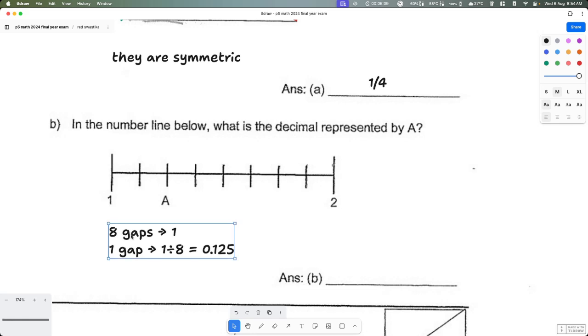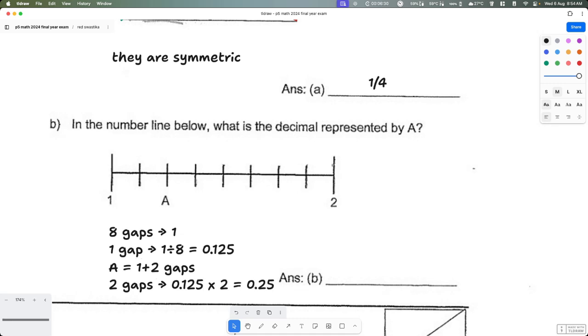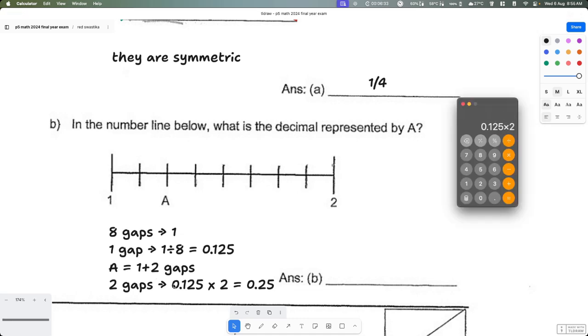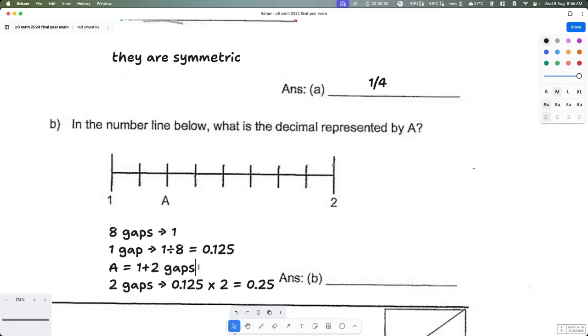Okay, so A is equal to 2 gaps. So 2 gaps is 0.125 times 2, this will give us 0.25. So we just multiply this by 2, 0.25. So then that means A is equal to 1 plus 0.25, which is 1.25 in this case. So the answer is 1.25.